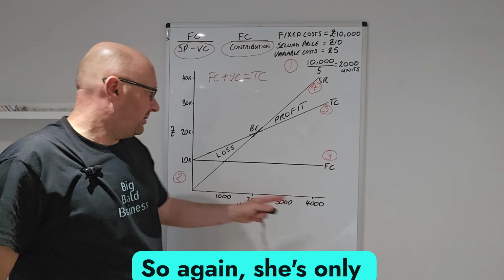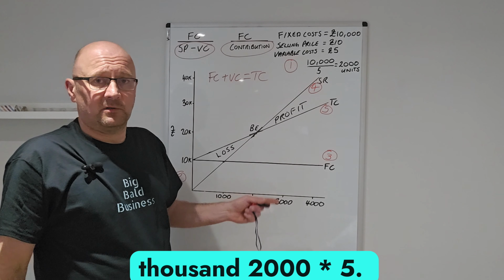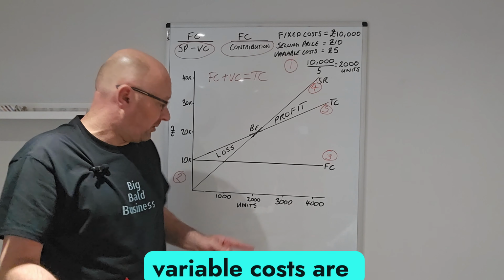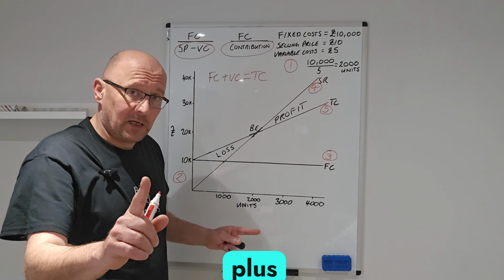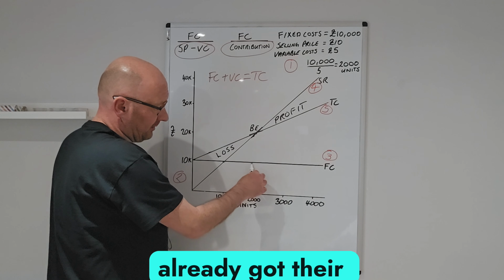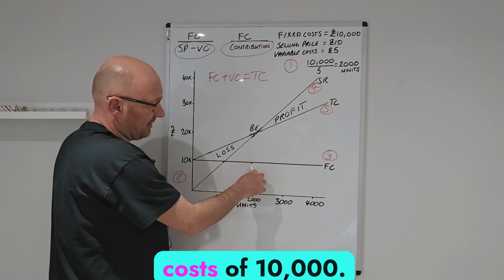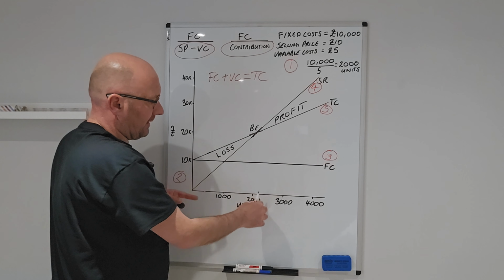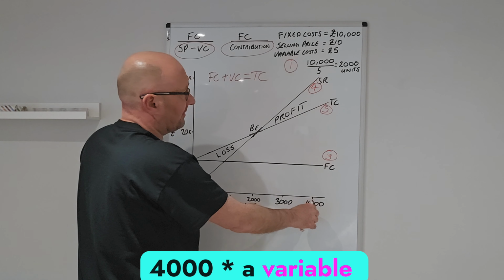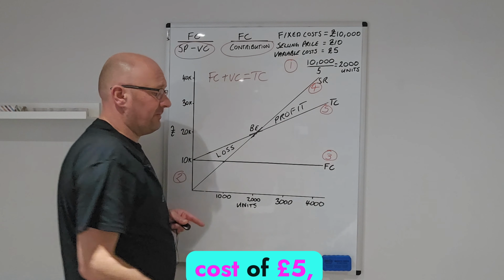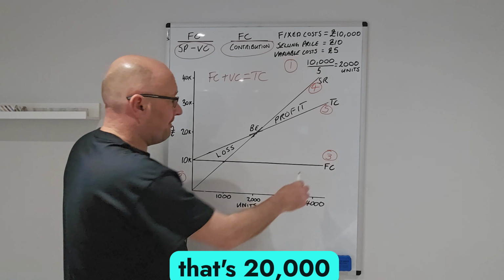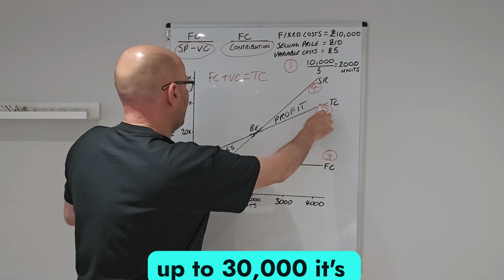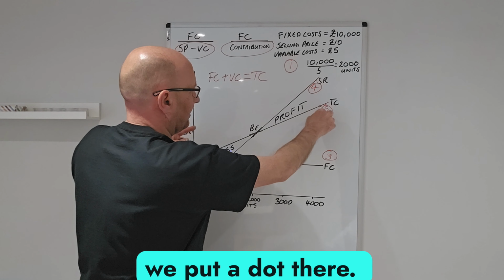So again, choose any number down here. Let's choose 2,000. 2,000 times 5 is 10,000. So our variable costs are going to be 10,000 plus the 10,000 fixed cost we've already got there. So we add 10,000, comes to 20, we put a dot there. Choose another one: 4,000 times the variable cost of £5, that's 20,000. Add it to the fixed cost, that's 30,000. So if we go up to 30,000, it's about here. We put a dot there.